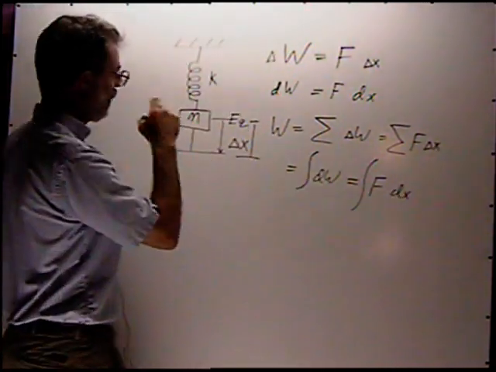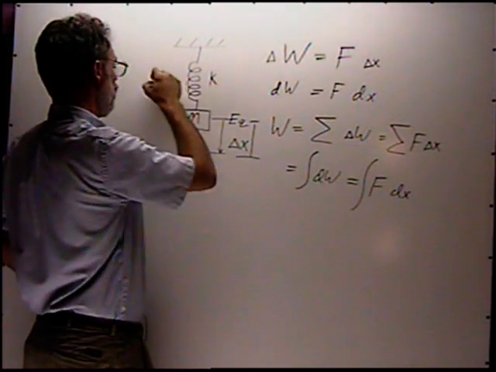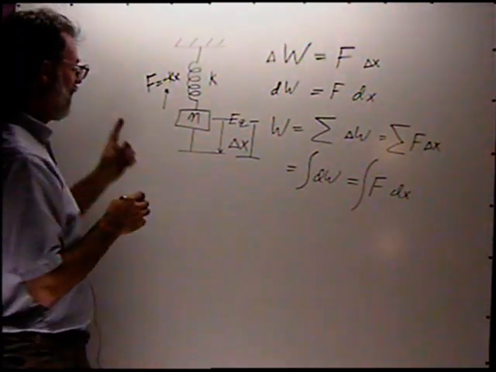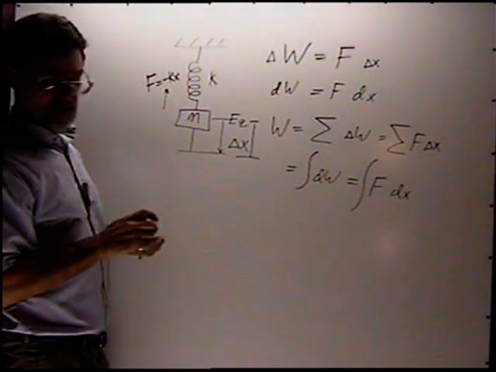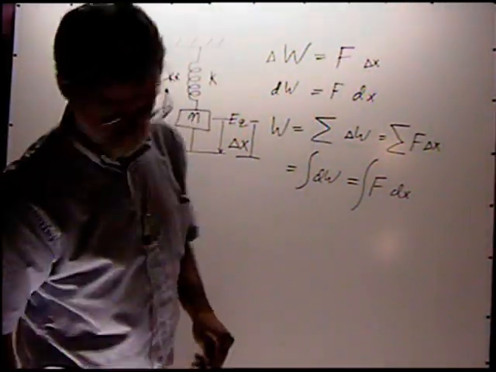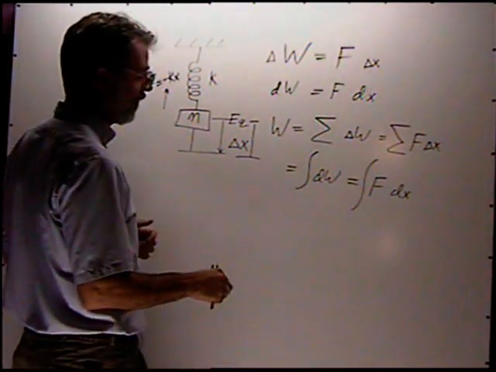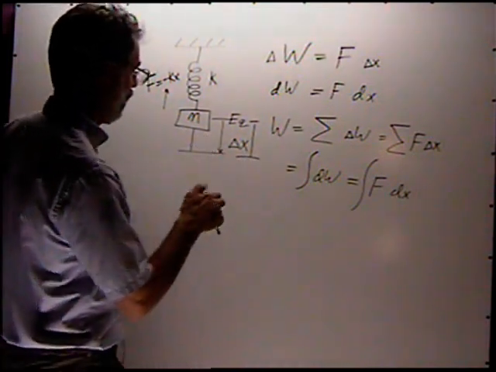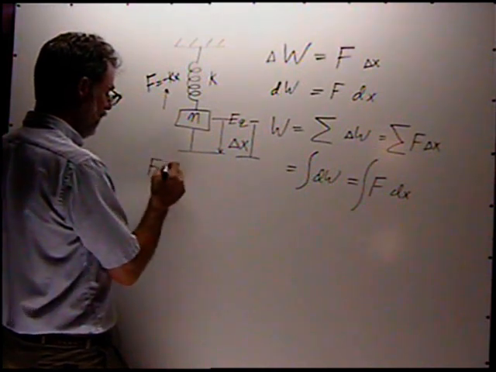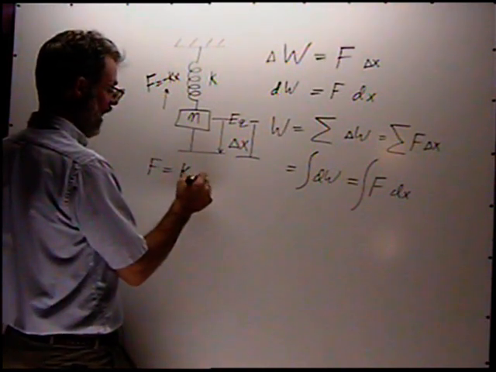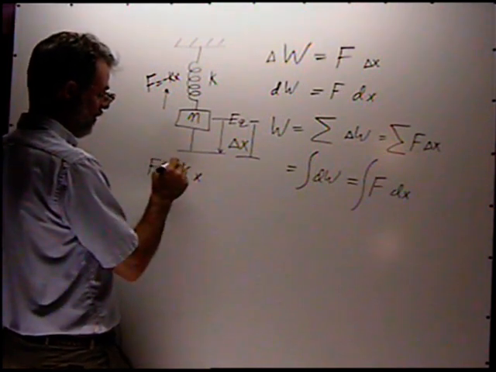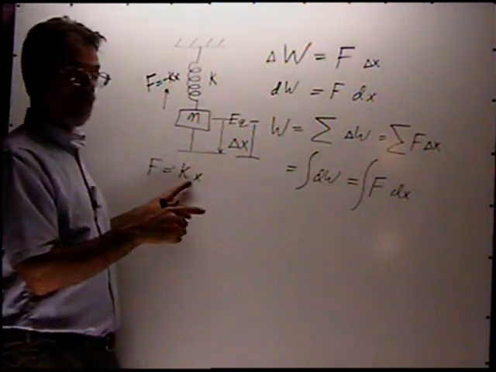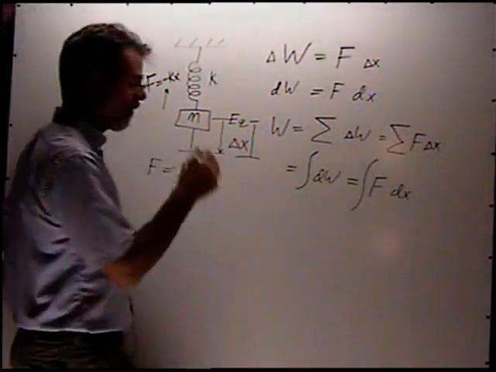Now what is the force? The force that has to be overcome is the restoring force of the spring that acts in the opposite direction. Okay? So the force we're talking about is the spring constant k times x. For right now, I'm just going to leave off the negative sign, because the negative sign just means that the restoring force acts opposite the direction of the x. It's just a sign convention.